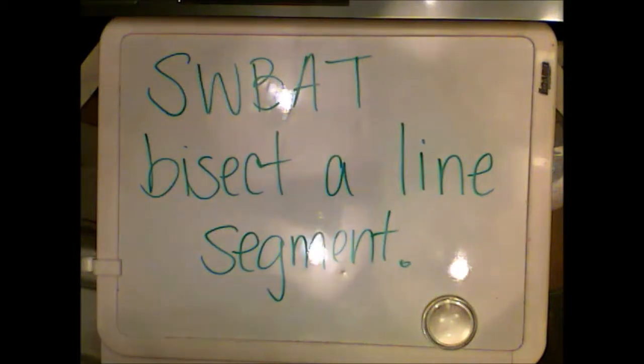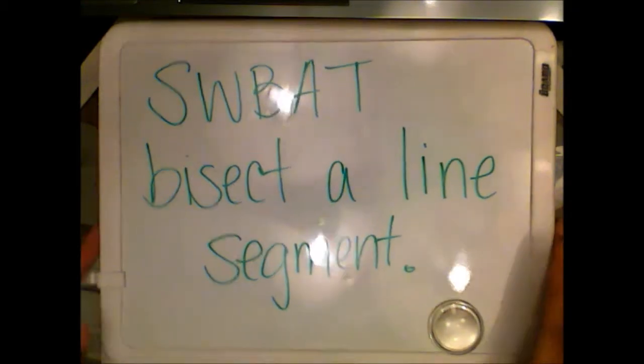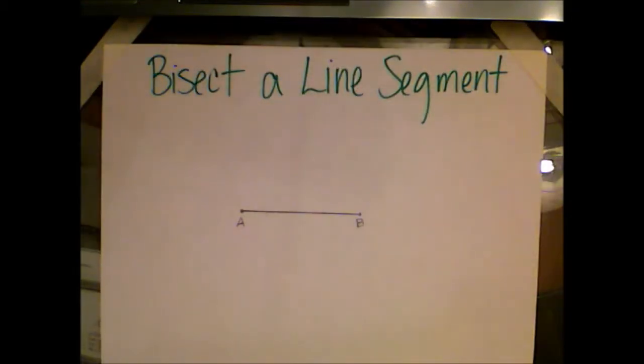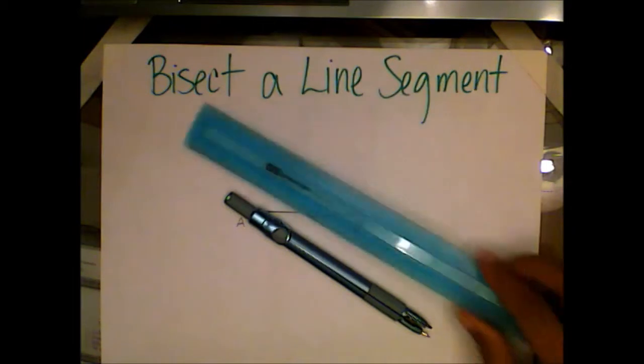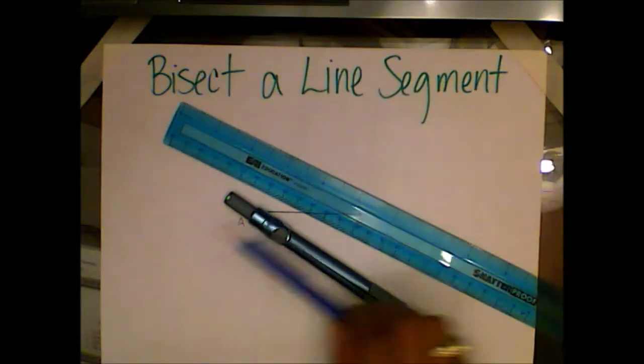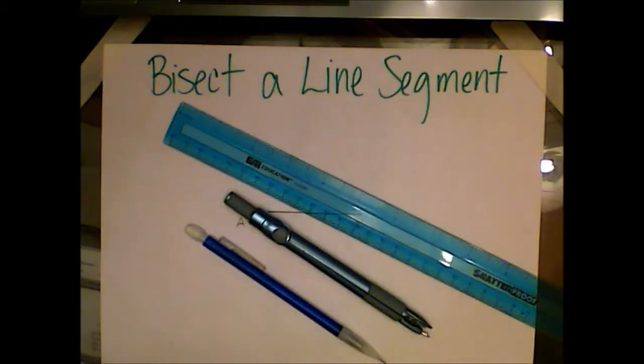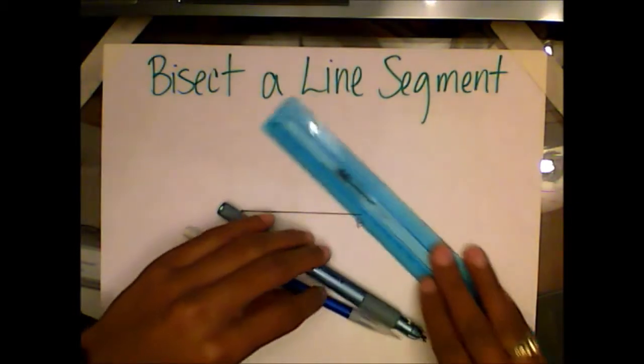The objective for this video is that students will be able to bisect a line segment. Let's get started. For this video, you will need your compass, a straight edge, and a pencil. Make sure you have those handy because we're about to use all three.